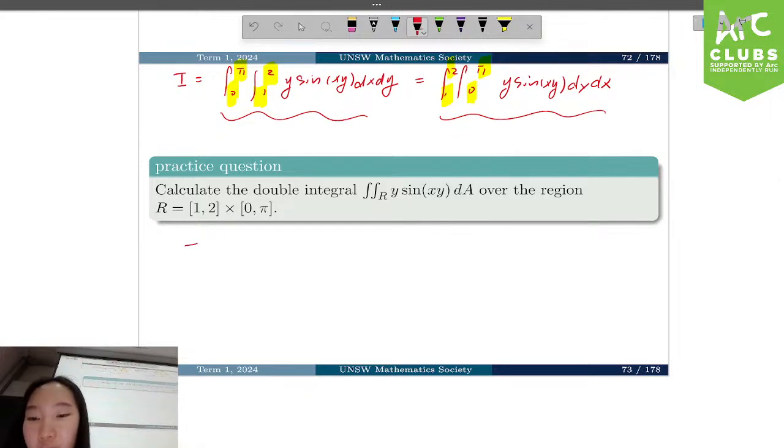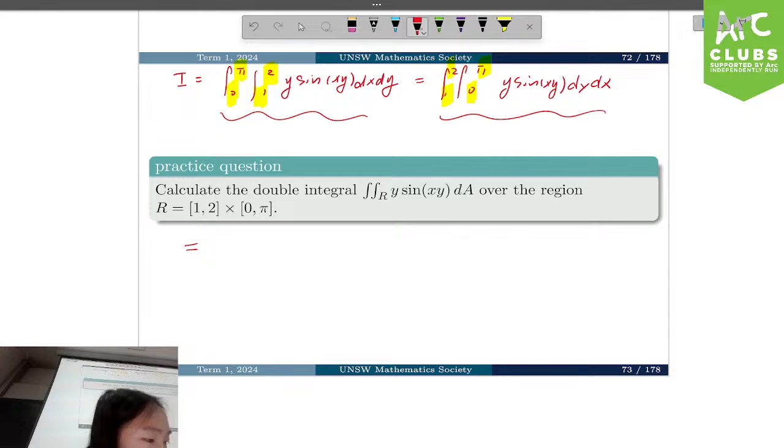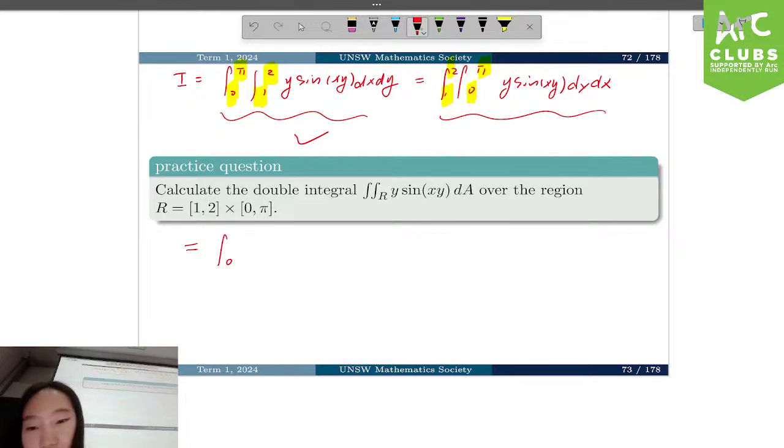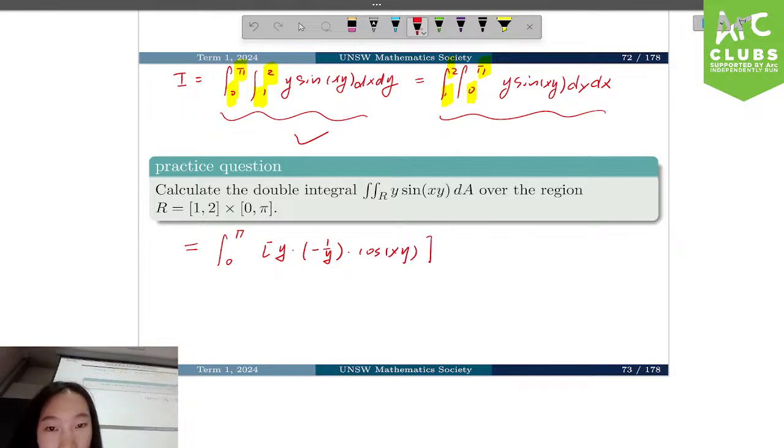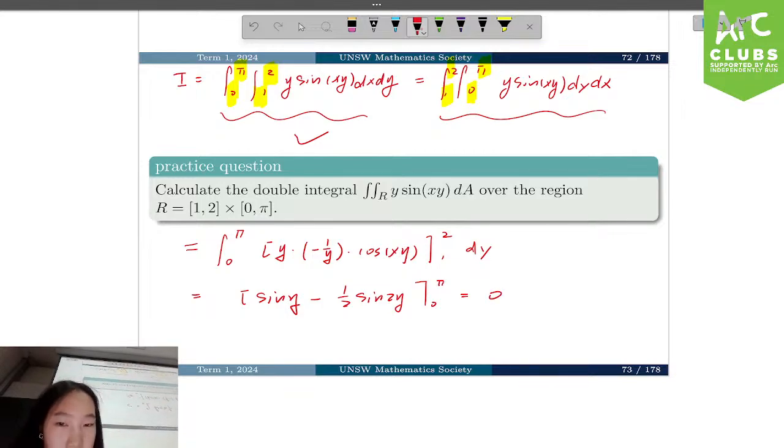In this scenario, I will use the first one. This one's simpler. After we plug in the values, we evaluate the inside integral first. That's just 1 times negative 1 over y times cosine xy, from 1 to 2, in dy. After you do the calculation, that would be sine 1 take away a half sine 2y, evaluated from 0 to π, that's 0. Okay.